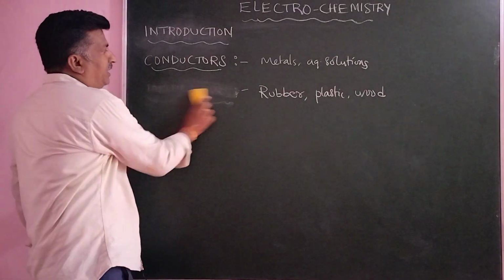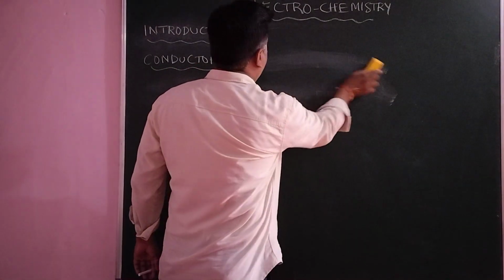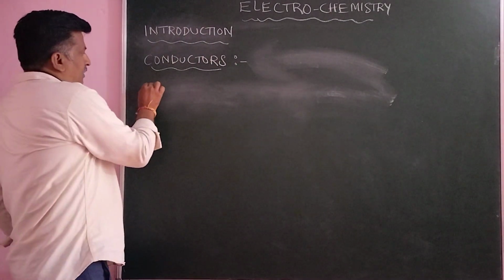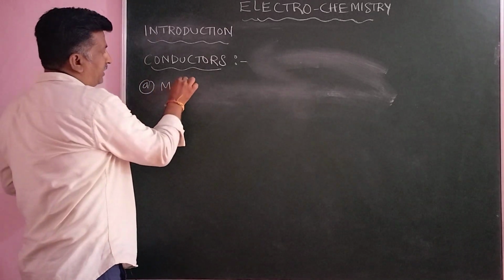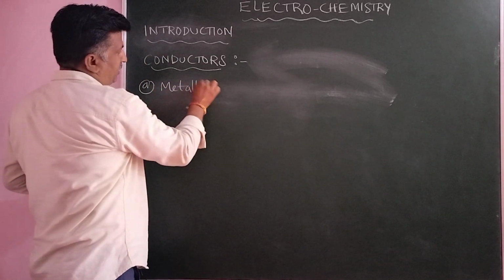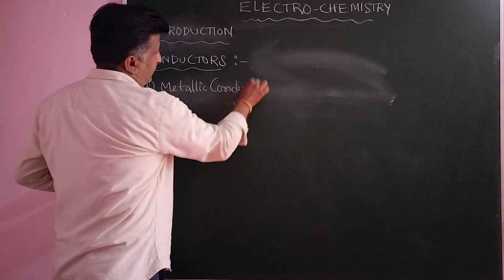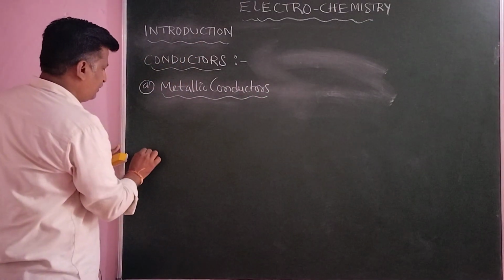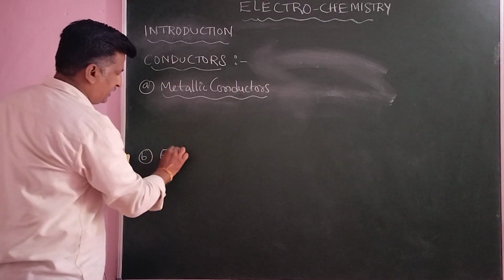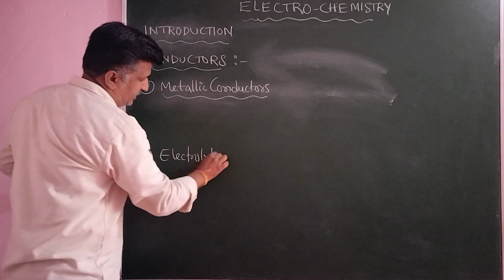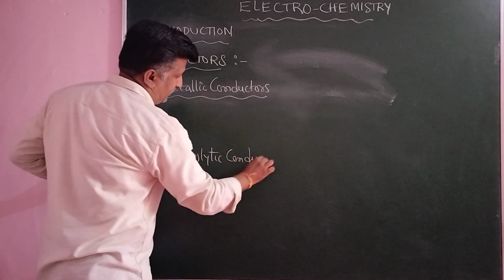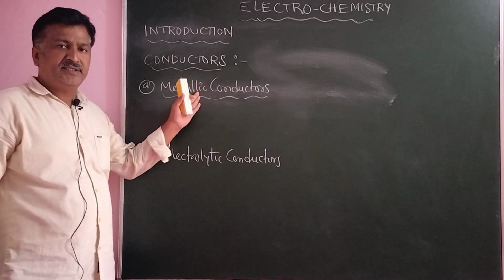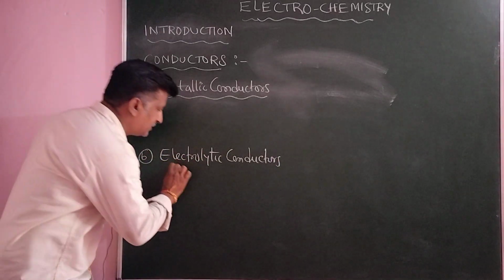And conductors are again of two types. Number one is metallic conductors. Number two is electrolytic conductors. So conductors are of two types, that is metallic conductors and electrolytic conductors.